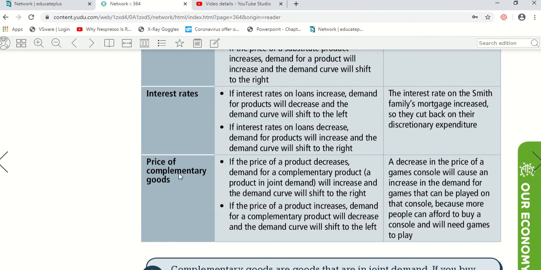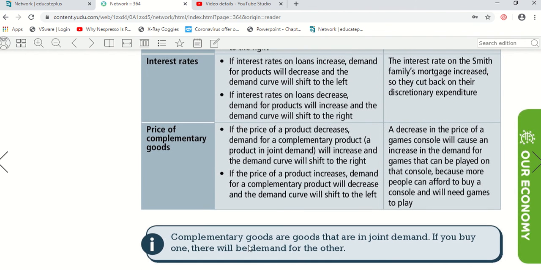The price of complementary goods. If you think about your game consoles and the games that you play with them, if the price of the games went up, then maybe you wouldn't be able to get the console, or vice versa. As we're saying here, if the consoles go up, obviously you're not going to buy the games. So complementary goods will be in joint demand with what the product goes with.